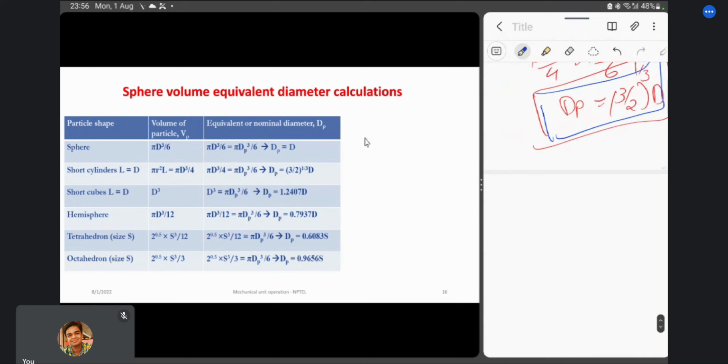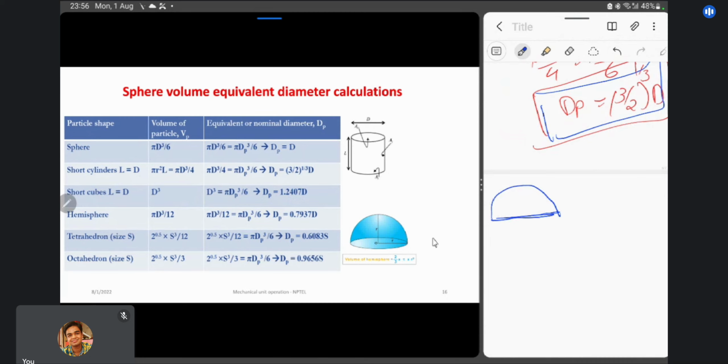So this is where I just discussed the cylinder with L equal to D. Now same you can go for the cube, D cube. You just need to do the calculation and you will get dp equal to D. Now if we talk about the hemisphere, the hemisphere is the half sphere, and there is an example in the assignment which is based on the hemisphere. So how can we calculate the volume of the hemisphere?